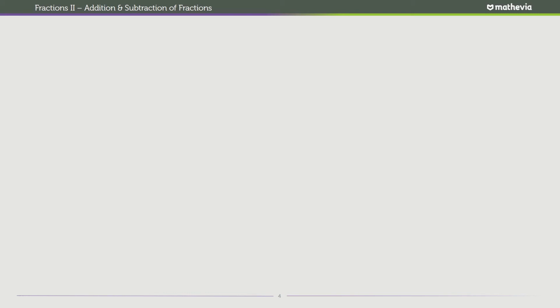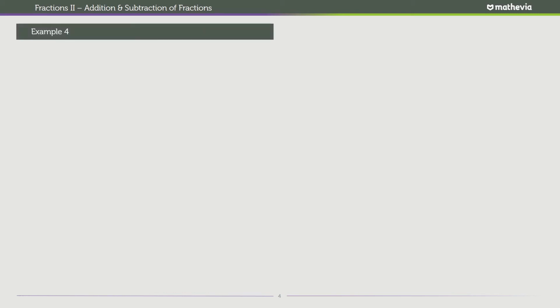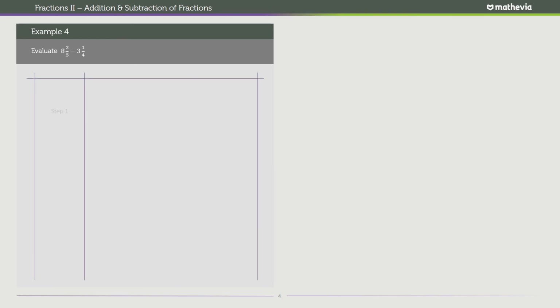Now example 4. Example 4 says evaluate 8 2 over 5 minus 3 1 over 4. Okay, so 8 2 over 5 minus 3 1 over 4, and quite simply we convert these to improper fractions, okay? And then we find our common denominator.